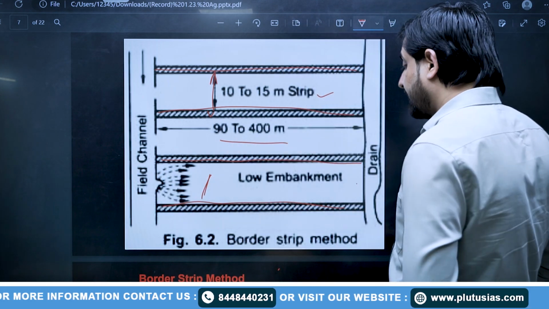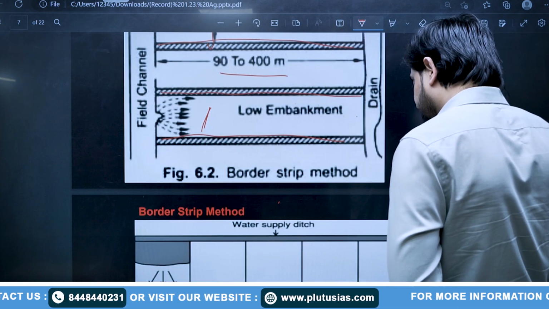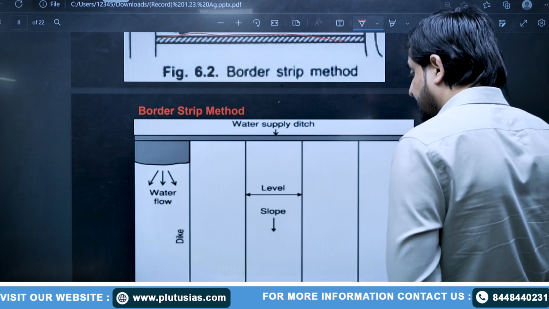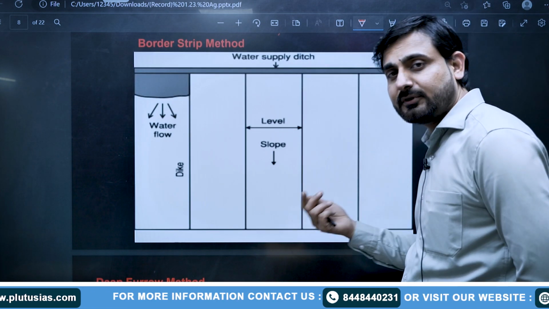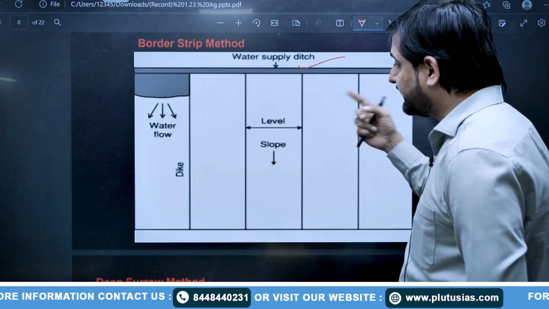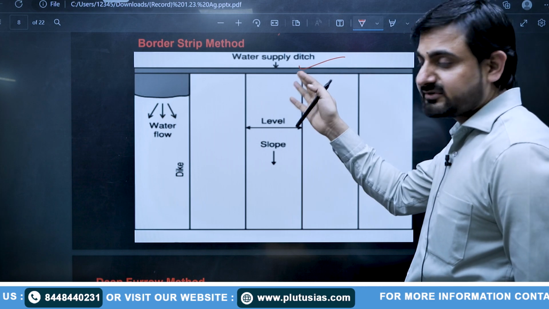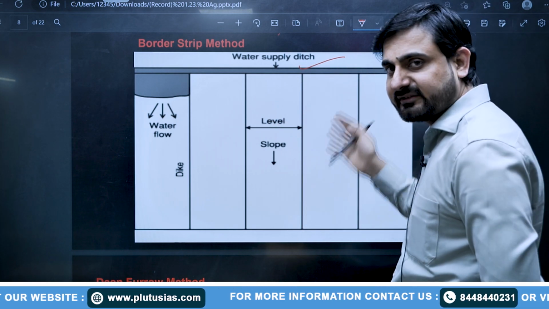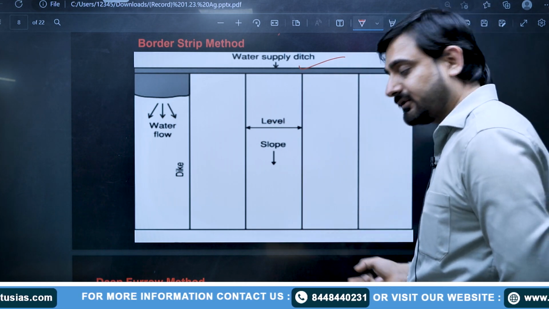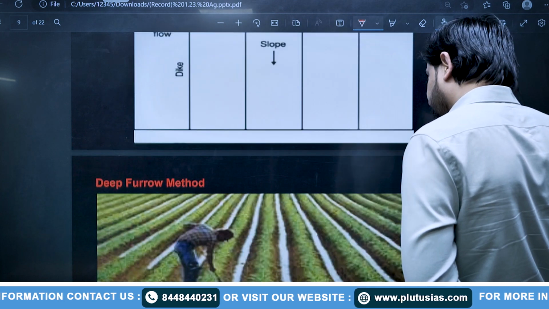So I hope that whatever I have discussed so far, the different methods, are quite easy for you to understand. Water supply ditch means water channel. Then we have created vertical strips here.